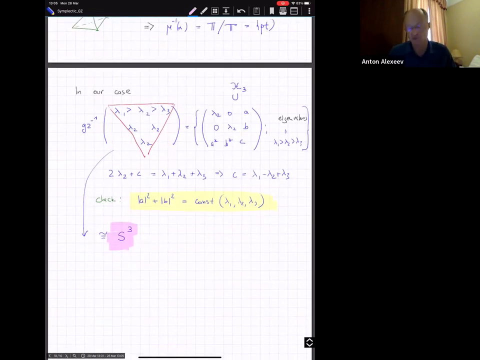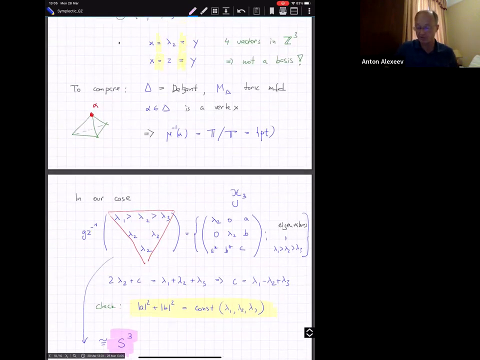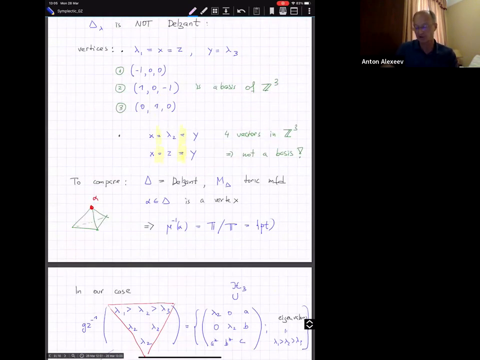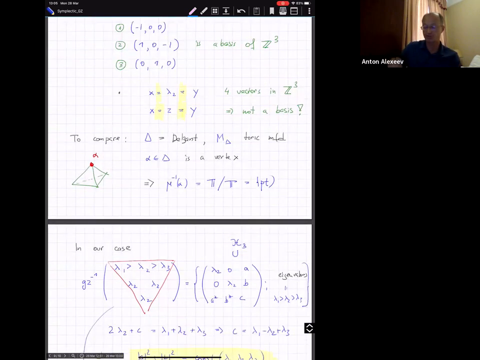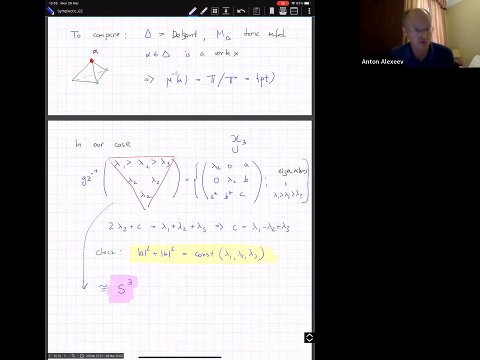Okay, sounds perfect. You see now there is a huge difference. For a corner in a Gelfand-Tsetlin space or in a toric manifold, the preimage of a corner is a point. Here, the preimage of a corner is huge, it is S3. So an interesting fact, this is a Lagrangian S3.